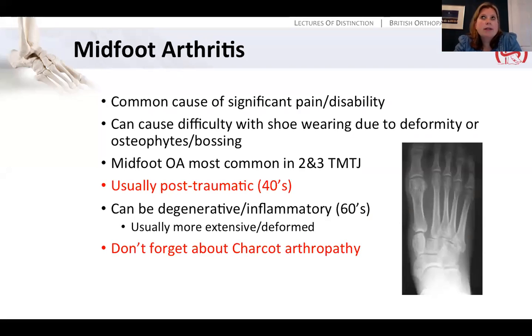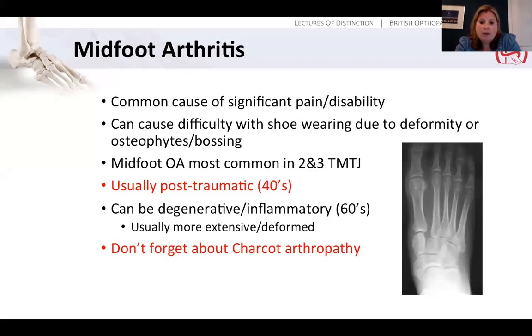So it causes difficulty mainly due to pain, but also it can cause difficulty with shoe wearing due to the deformity that can occur. We'll talk about that in a minute and why that occurs. And it can also cause difficulty with shoe wearing due to the osteophytes embossing, which occur due to the arthritis in those midfoot joints. And it can cause quite painful bumps on the top of the foot, which can be painful with weight bearing and shoe wearing.